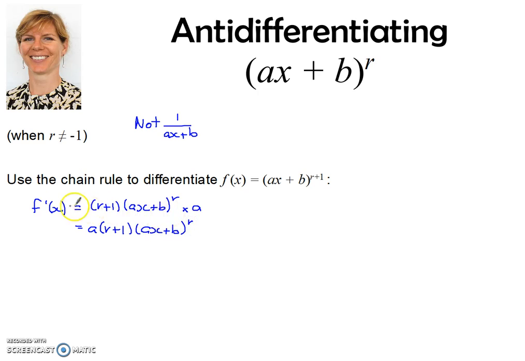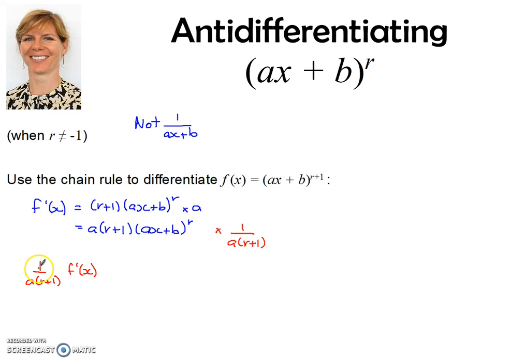Now, what we want is that the derivative is just this part. Okay, this ax plus b to the power of r. So in order to get to that, we need to multiply the whole thing by 1 over a times r plus 1, times f of x.